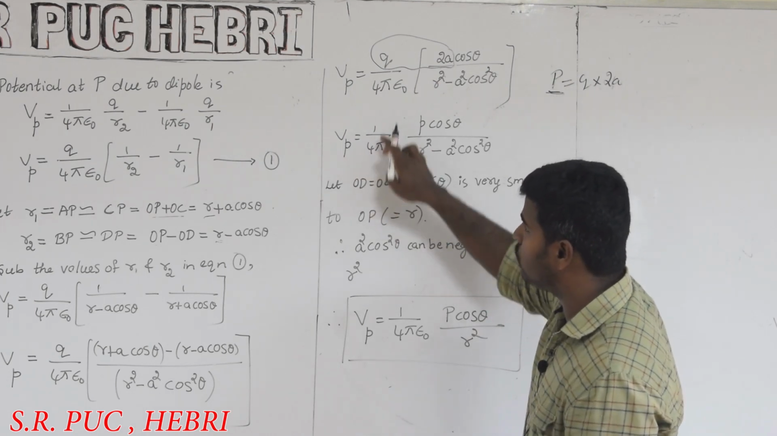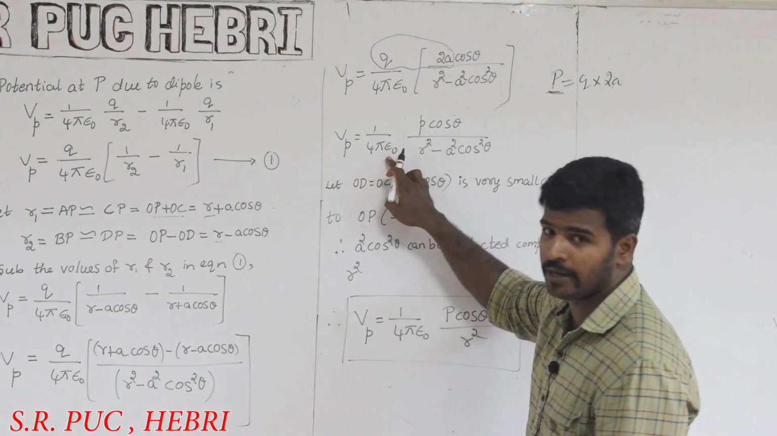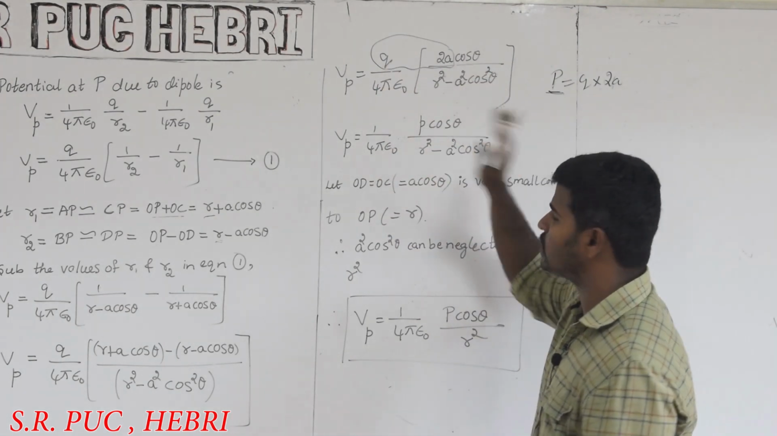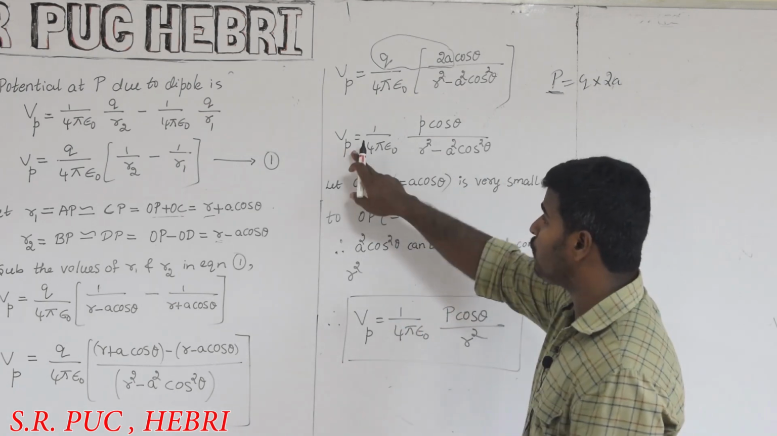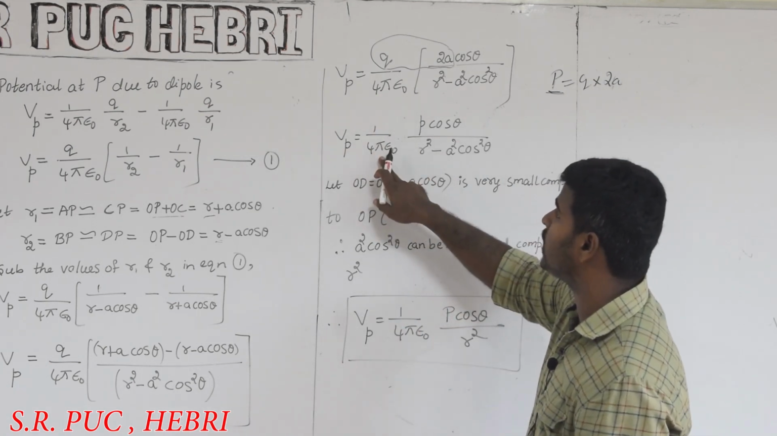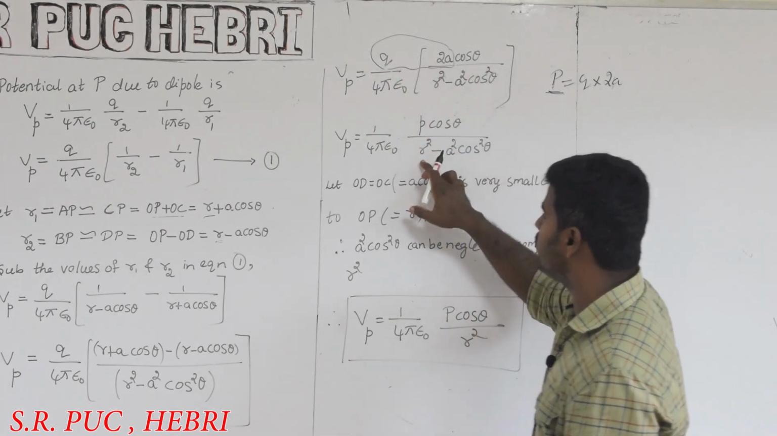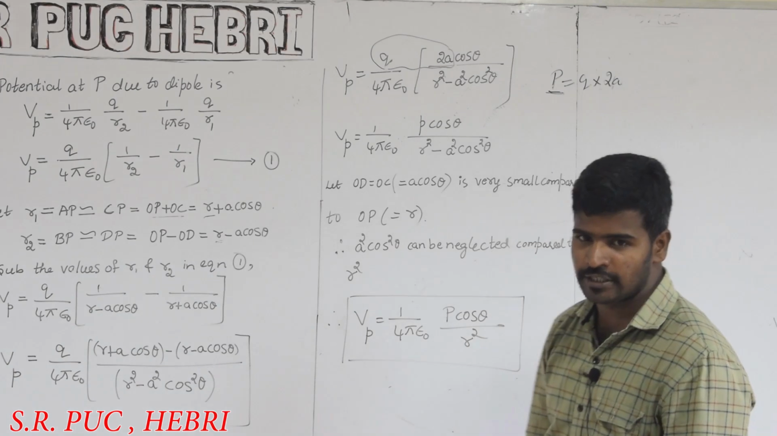Therefore, Vp is equal to 1 by 4 pi epsilon naught, written as common. Q into 2A is expressed by P. Cos theta is as usual. The rest of the equation is the same in the numerator. Therefore, Vp is equal to 1 by 4 pi epsilon naught times of 2A into Q, that is expressed by P, times of cos theta divided by R square minus A square cos square theta is the equation.